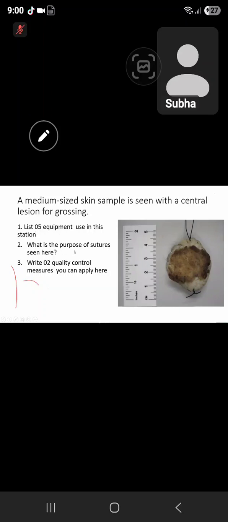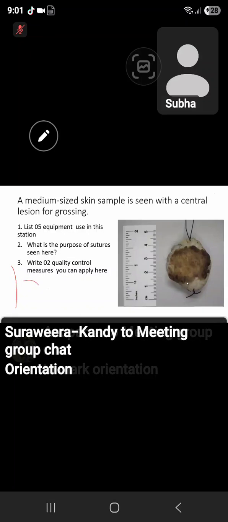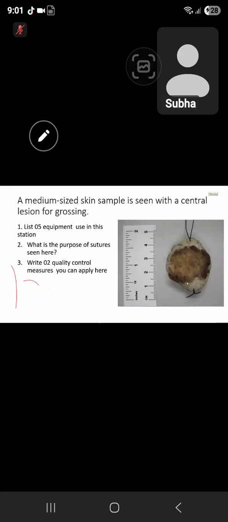Then what is the purpose of sutures seen here? So what is the purpose of using sutures? Write your answer. Please write your answer in the chat box. To mark orientation. Correct. Thank you. Other than that, we can use ink for correct tissue orientation, right?